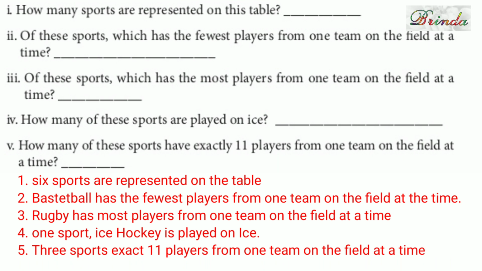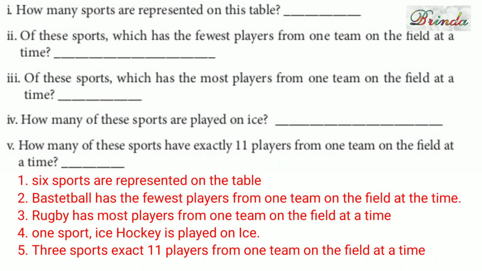Second one, of these sports, which has the fewest players from one team on the field at a time? So, which has fewer players? It means limited members. So, you can tell basketball. So, basketball has the fewest players from one team on the field at a time. Third one, of these sports, which has the most players from one team on the field at a time? So, which has more members? You can tell that is rugby. Because 15 members are there, isn't it? Yes, my dear. Okay. So, rugby has the most players from one team on the field at a time.